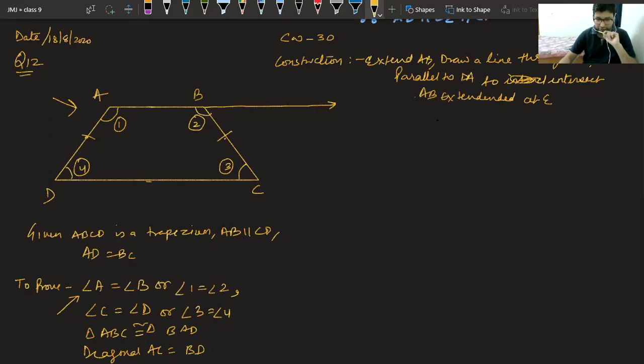Sir, if we haven't done this question, then how will we know in exam that we have to extend AB? You will know when you have nothing to do. Okay.